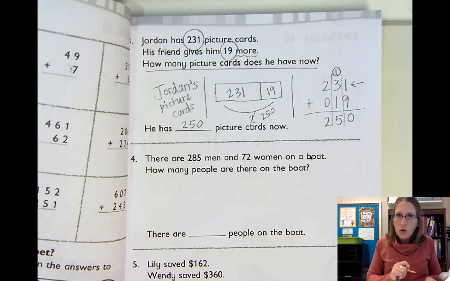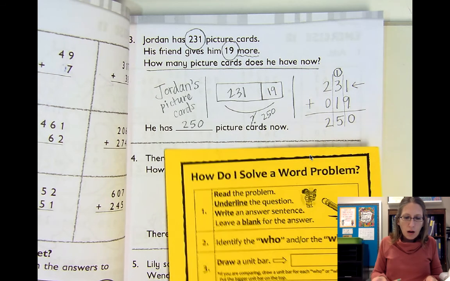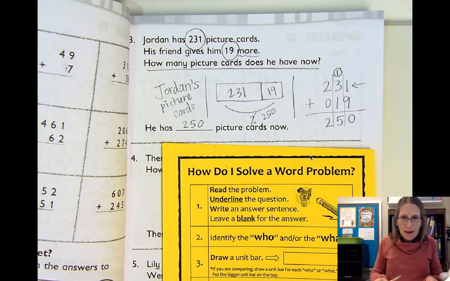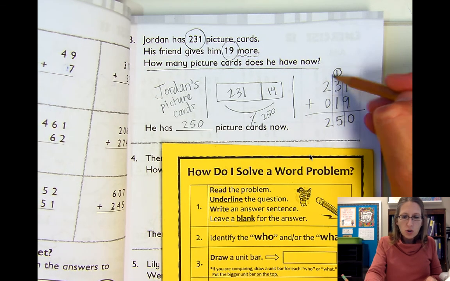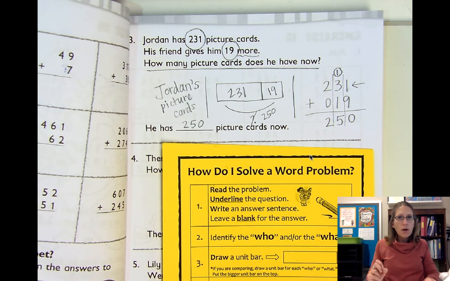All right, so your homework is to finish up page 51. Thank you for trying all the steps, and please remember to circle to show your renaming and to try unit bars or number bonds or both.